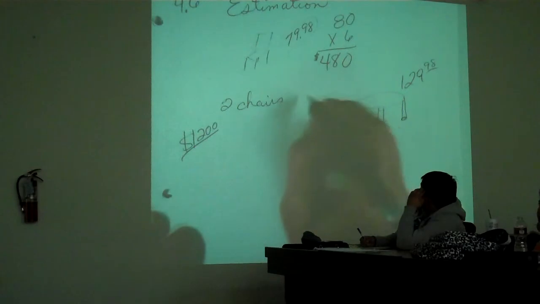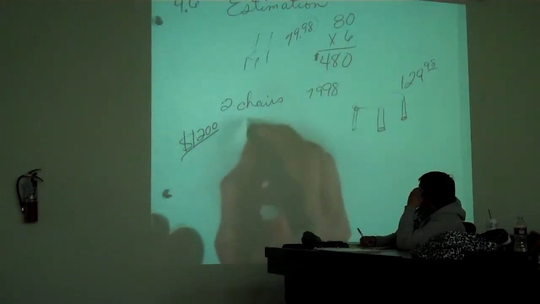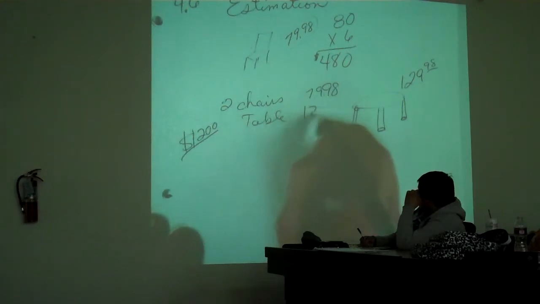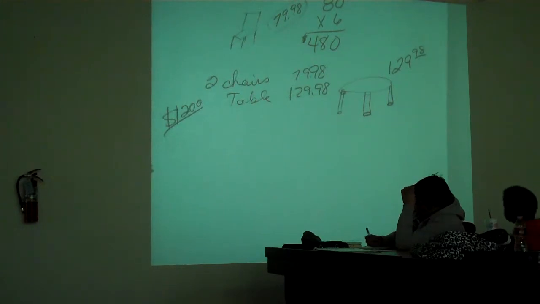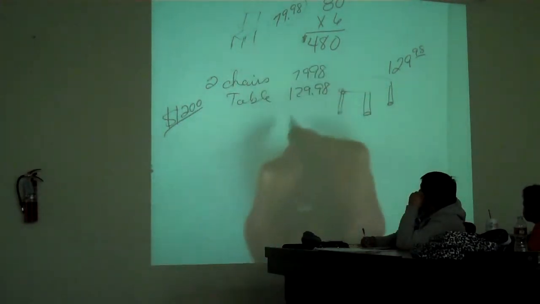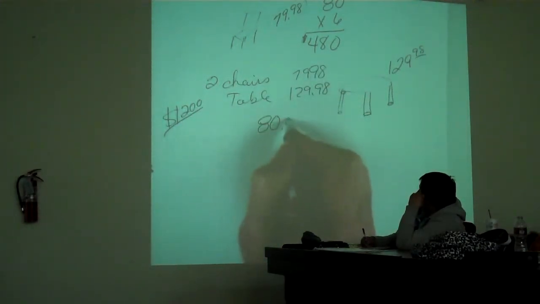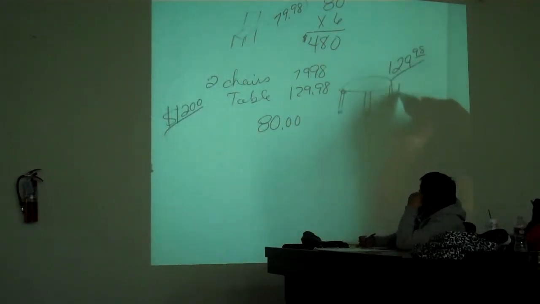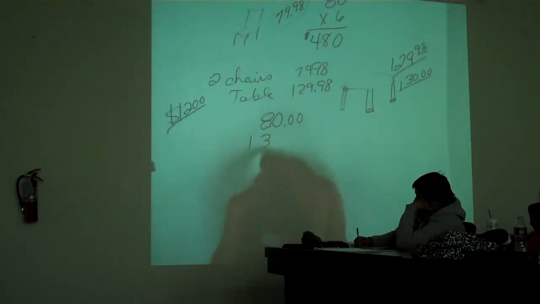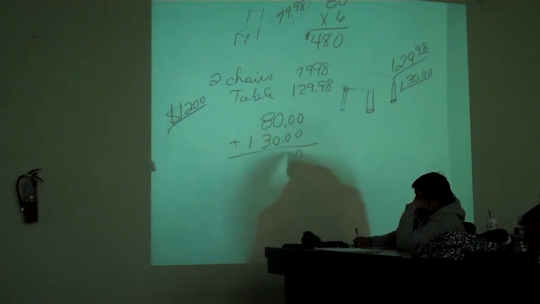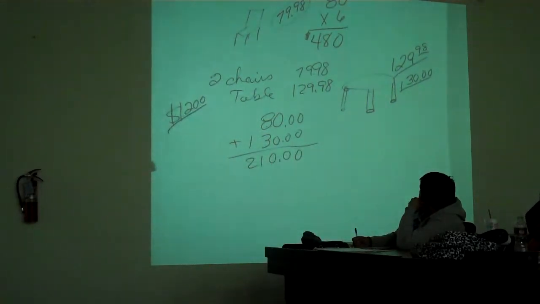Okay, the chairs were $79.98, and the table is $129.98. Okay, actually, you probably couldn't even buy one table and a chair, right? Because if you go $80 for each chair, and this rounds to about $130, right? Even one chair and that table is going to go over $200, right? So just forget it and just buy the chairs. Or just forget the chairs and buy the table.